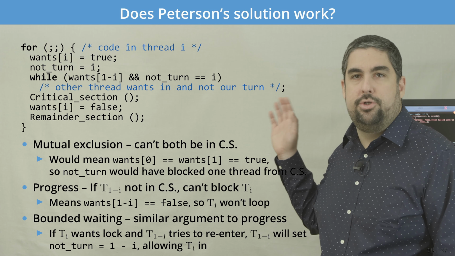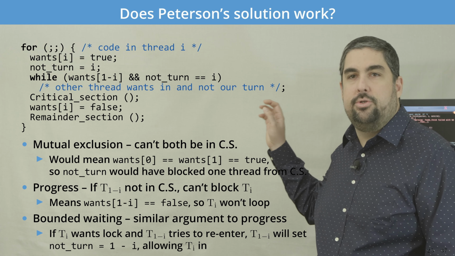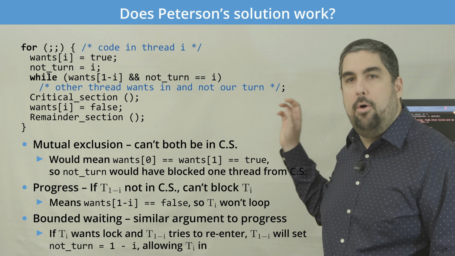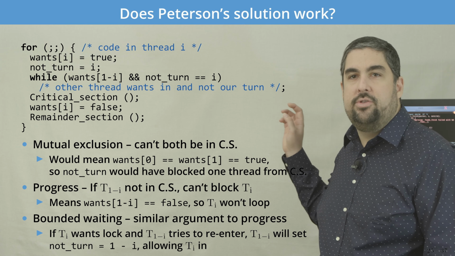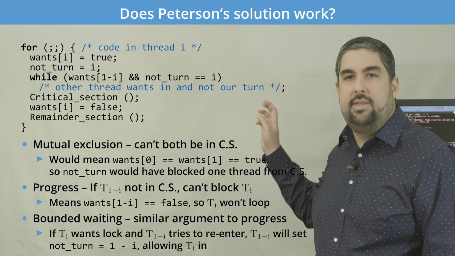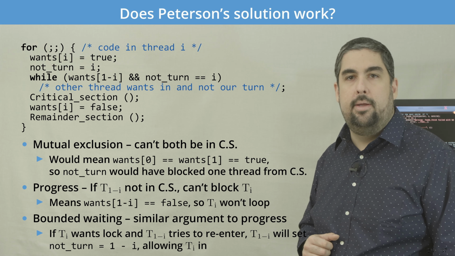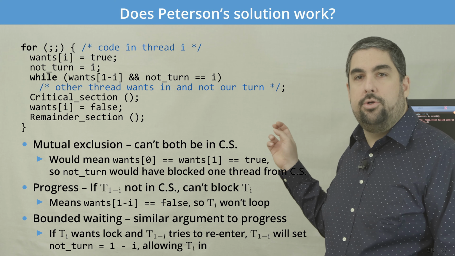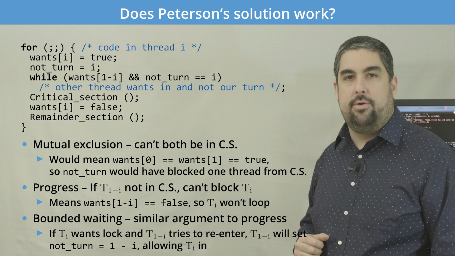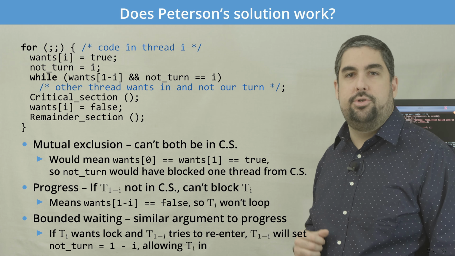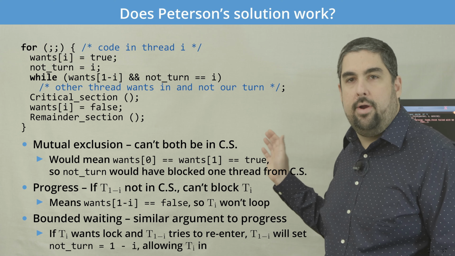So does this solution work? So the mutual exclusion: both threads cannot be in the critical section. If both threads were to be in the critical section, it means that both once flags would be set to true. And so turn would have to have blocked one thread from the critical section. So mutual exclusion works.